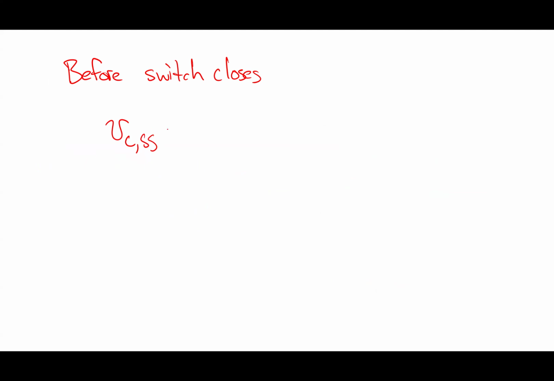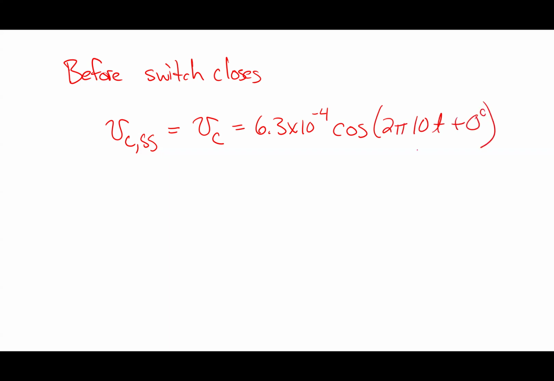So my total voltage, V sub C and the steady state, should be equal to each other because I'm in steady state before the switch closes. And I said that was 6.3 times 10 to the minus fourth cosine 2 pi 10 t plus 0 degrees. So I want to solve for what V sub C of 0 is. Well, it basically ends up being 6.3 times 10 to the minus 4. So I get what my initial condition value is when I do that, right?